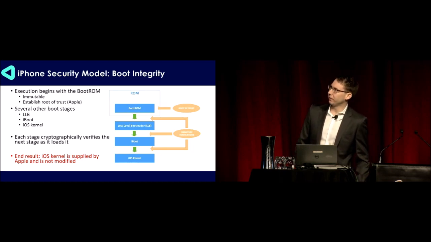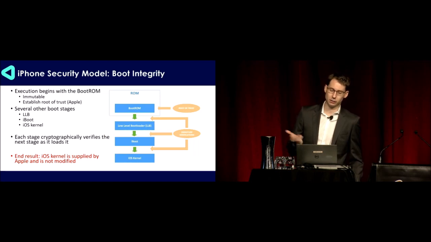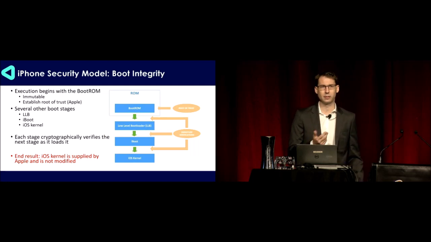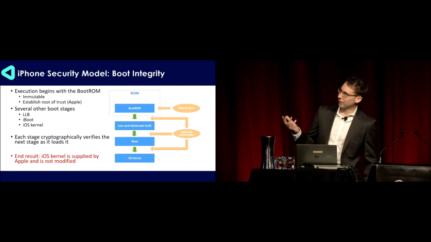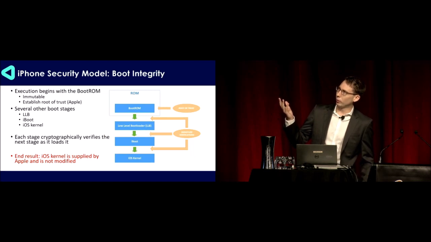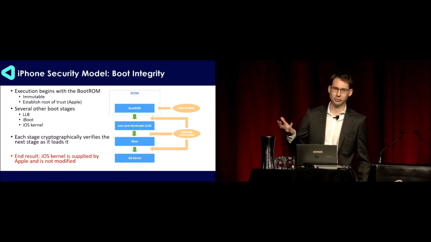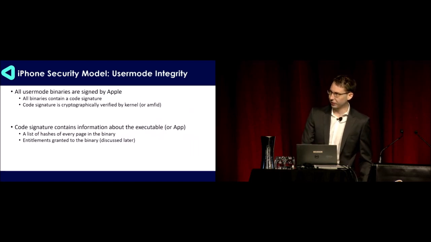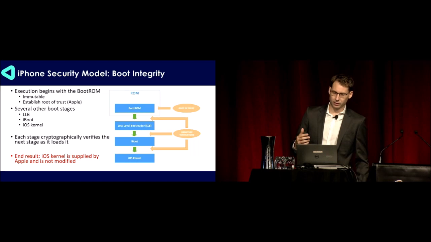So with boot integrity, this is a simplified version of what the iPhone boot chain looks like. I say simplified because it doesn't account for some of the things that are more relevant to USB, such as the SEP-ROM, SEP, and booting to DFU or recovery mode. But for basically booting to iOS, you have a ROM, which establishes a root of trust with Apple's certificate. Because it's immutable, they can embed their certificate, and they can know it's trusted. And then each additional stage, up until you load the iOS kernel, cryptographically verifies the stage before it, so that each stage can be validated that it hasn't been modified by anyone.